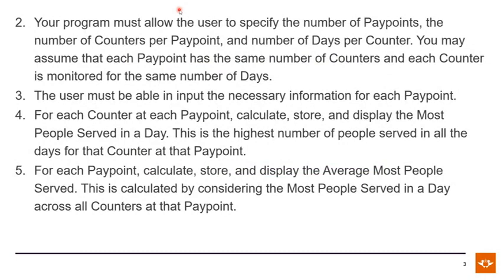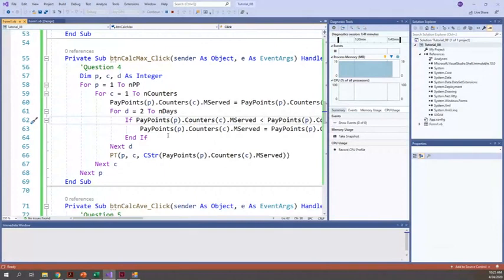No, if you read the question very carefully here, you will see that question 4 is where we start displaying, and it says for each counter at each pay point, calculate, store, and display the most people served in a day. That's the first time you display any of your work. So in other words, you are displaying the maximum amount of people served in a single day for each counter, for each pay point. Oh, I think the complication was like with the labeling of the grid.